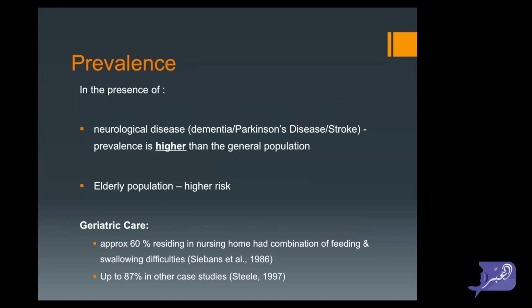So in the presence of neurological disease, and this is things like dementia, Parkinson's disease, stroke, multiple sclerosis, the prevalence will be much higher. So if you have a patient that comes to you and that patient has some form of neurodegenerative disease or diagnosis, then you are going to be looking for dysphagia. It's very likely that they will suffer from some form of dysphagia or swallowing problem or feeding problem.